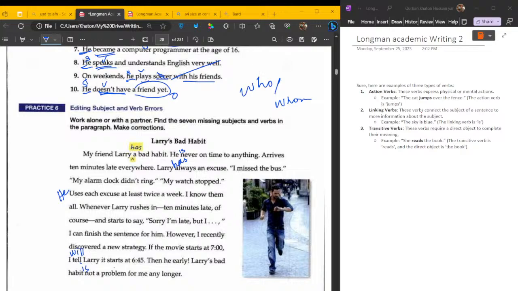I will tell Larry it starts at 7, then he will be early. Laurie's bad habit is not a problem for me any longer. Okay, so how many we found? 1, 2, 3, 4, 5, 6. Got it.